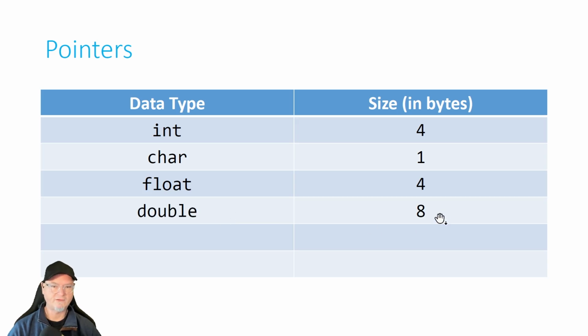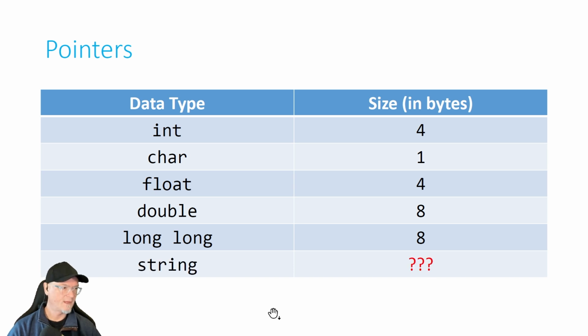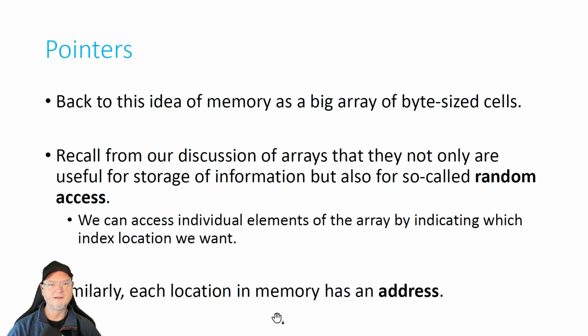A floating point variable takes up 4 bytes. A double is a high precision floating point or decimal number with a lot of decimal accuracy, and takes up 8, twice as many. A long is a very, very large integer, so that takes up 8 bytes. And then we have the string. Now, how much memory does a string take up? Well, we'll come back to that at the end of the slides.